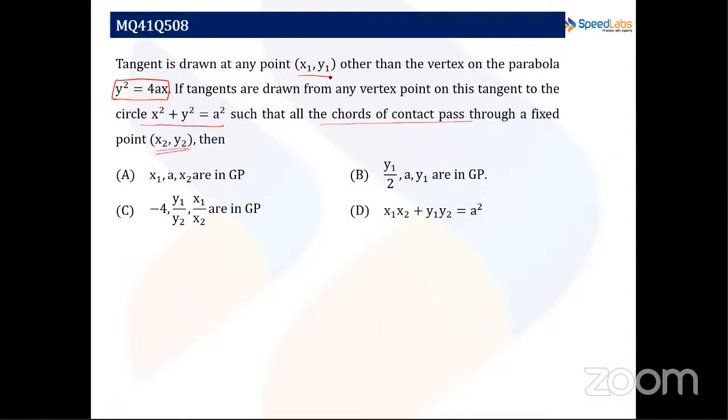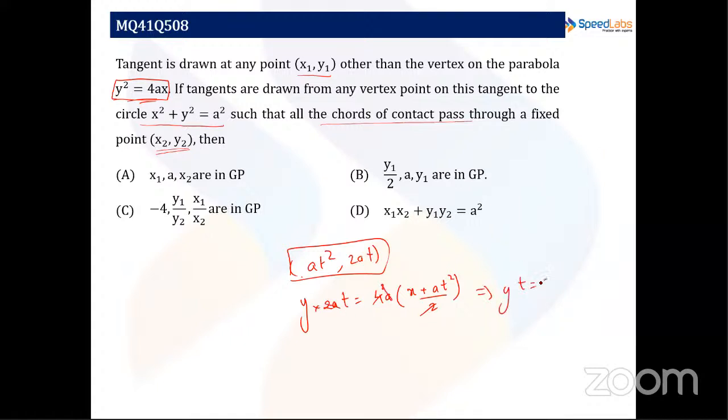We have this point (x1, y1). Writing it in the parametric form, it will be (at², 2at). And we are drawing a tangent, so the equation of tangent will be yy1 = 2a(x + x1), so our equation of tangent will be yt = x + at².